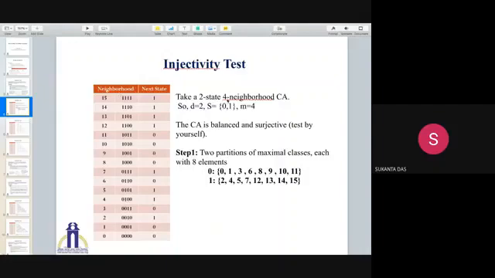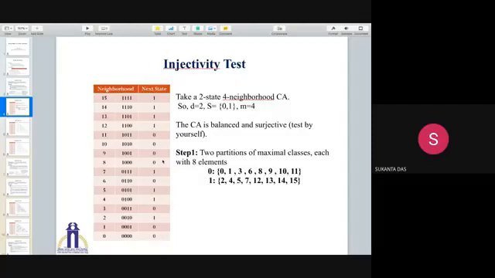Here d equals 2, S equals 0 1, and m equals 4. You can see the CA is balanced. Count the zeros: 1, 2, 3, 4, 5, 6, 7, 8. So 8 zeros and 8 ones, and the CA is balanced. You can test that it is surjective. Consider this your home task: using the previous algorithm, you can see that this CA is surjective.